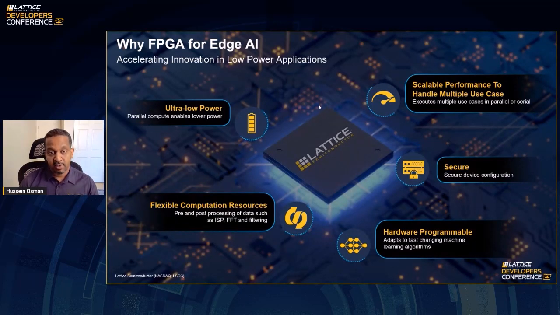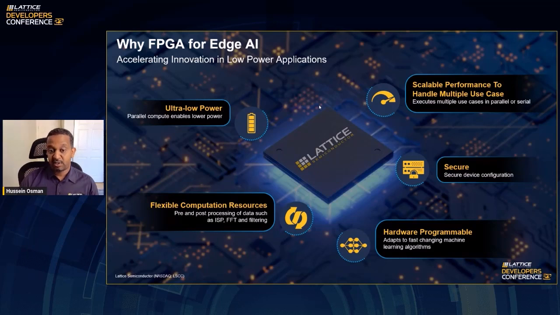Scalability of performance and handling multiple use cases. In a lot of applications, what we see is an FPGA would run the AI processing inline. It's not storing anything into memory. It makes it really easy to context switch between use cases and enable multiple use cases at the same time.